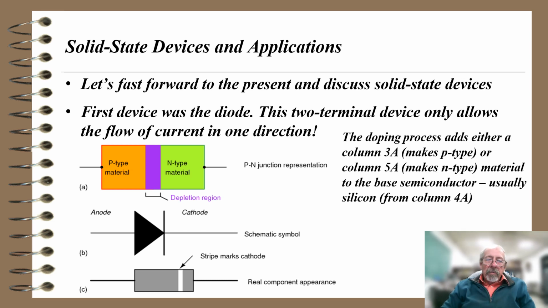So here's this slide that shows what the doping process is. The doping process adds either column 3A materials, which make P-type, or column 5A materials, which make N-type material, to the base semiconductor, usually silicon, and silicon's in column 4A.